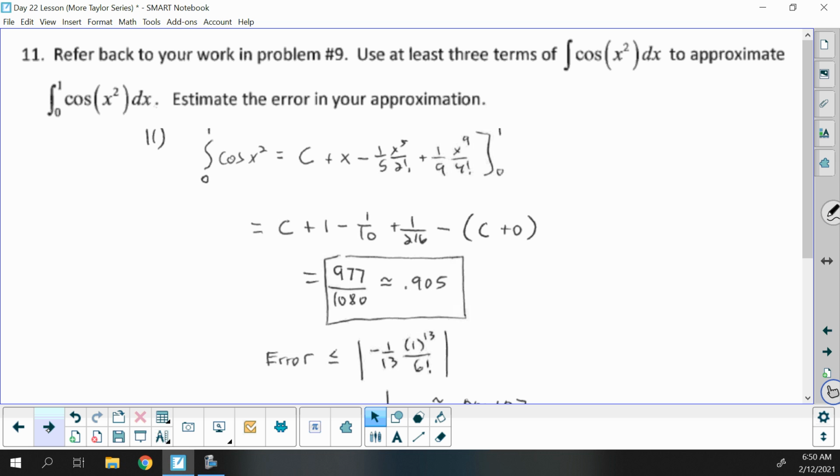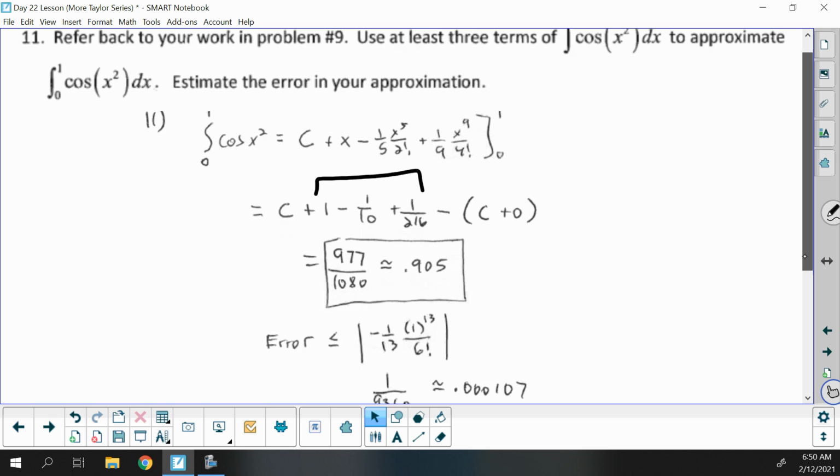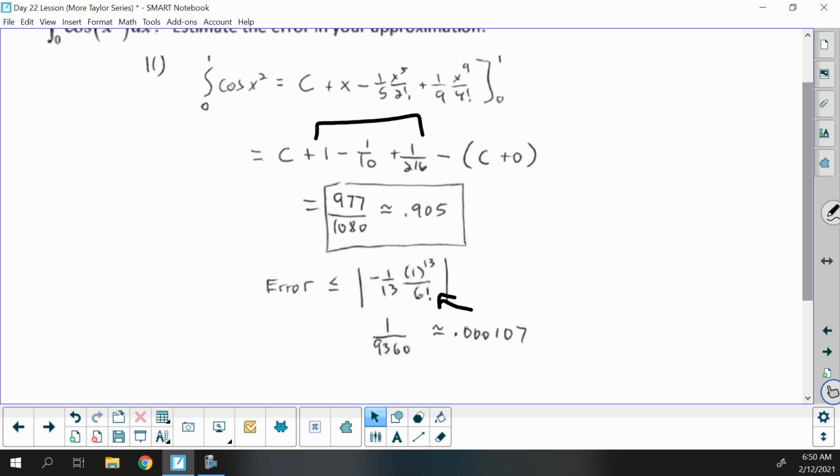So from our cos x squared, we had that thing on the right from question 9. When you sub in 1 and sub in 0, the zeros wipe out everything. They wanted us to use at least 3 terms, and the c's we ignore because those are going to wipe out. And for that, we get 977 over 1080, or out to 3 decimal places. It is alternating. So for our next term, we would want to go to our 13th degree term. So sub in 1, and we get 1 over 9,360.